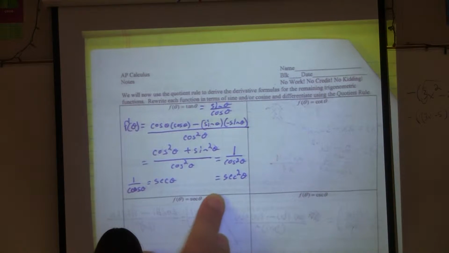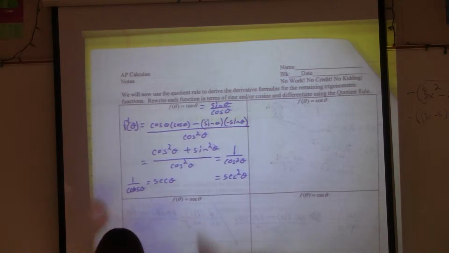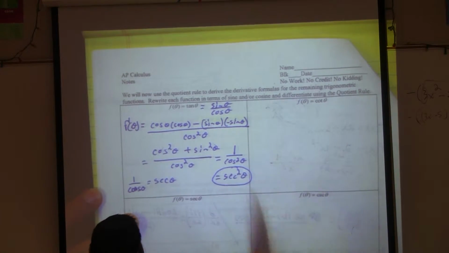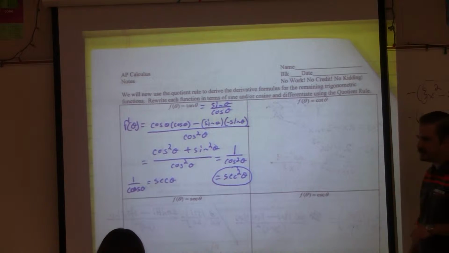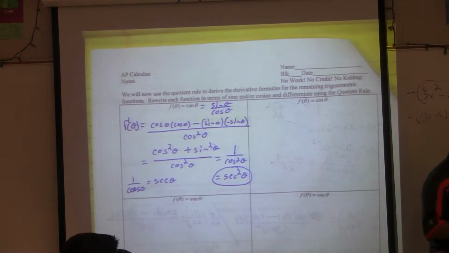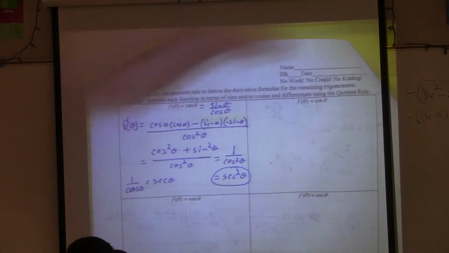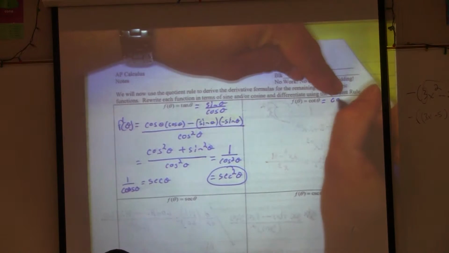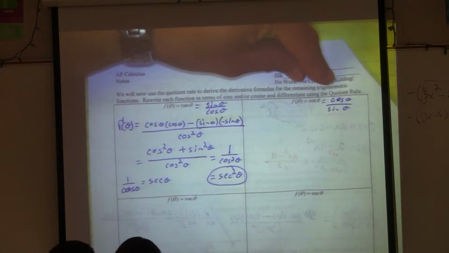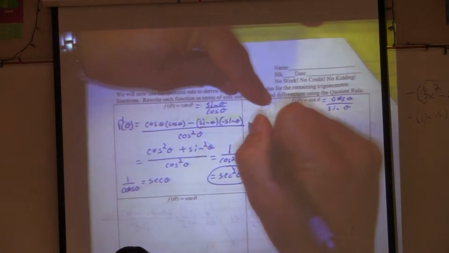Secant squared theta. So now that we know how to find the derivative of tangent, when I ask you for the derivative of tangent, I want you to just say secant squared theta. We need to memorize it. Okay? Cool? Let's do cotangent now. So cotangent is cosine over sine. Well, what do you know? We got another quotient. What do you think we got to do? Quotient rule. Let's do it.